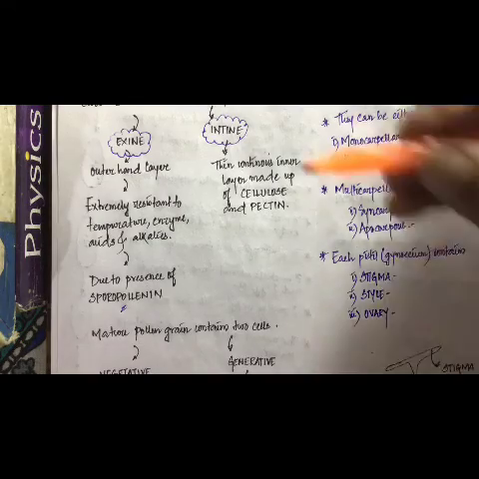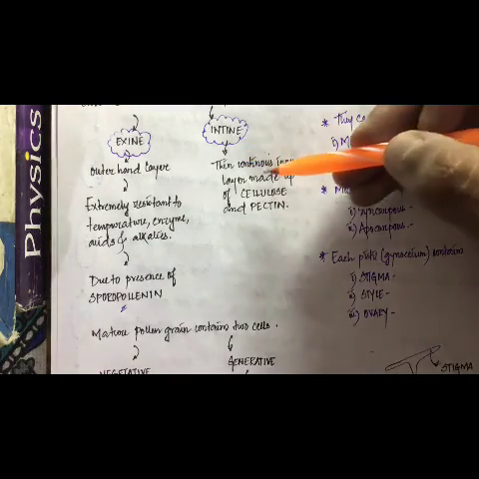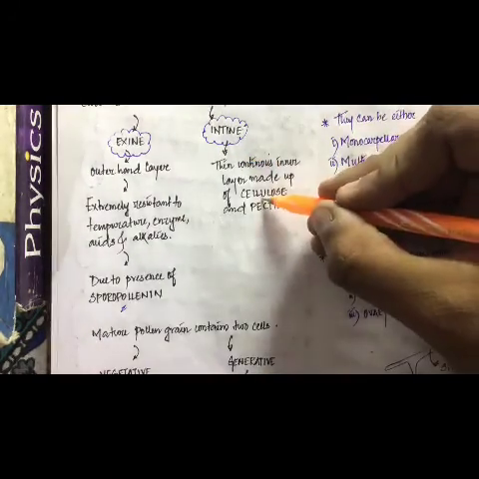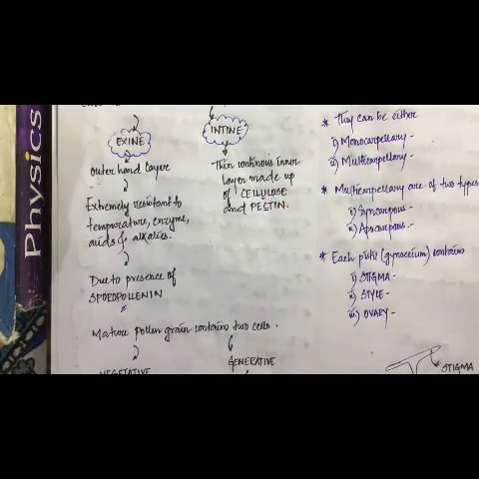Clear? On the other hand, intine is a continuous inner layer which is made up of cellulose and pectin.